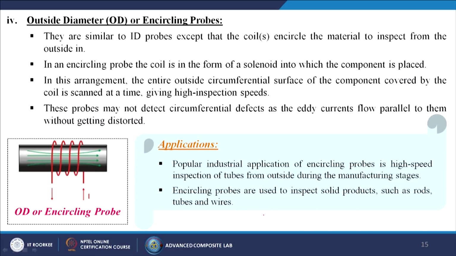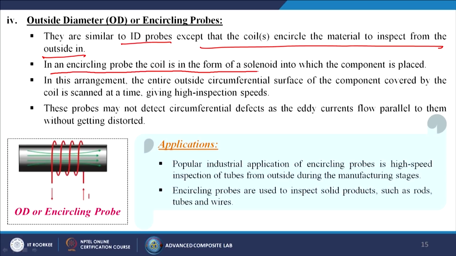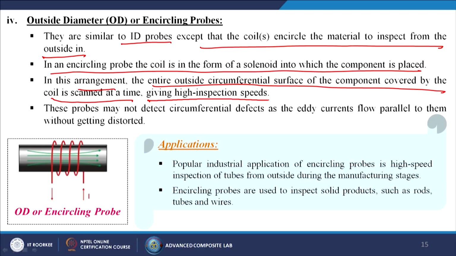Next, outside diameter or encircling probes. They are similar to ID probes except that the coils encircle the material to inspect from the outside in. In an encircling probe, the coil is in the form of a solenoid into which the component is placed. In this arrangement, the entire outside circumferential surface of the component covered by the coil is scanned at a time, giving high inspection speeds. So, one is put internally and one is put externally.